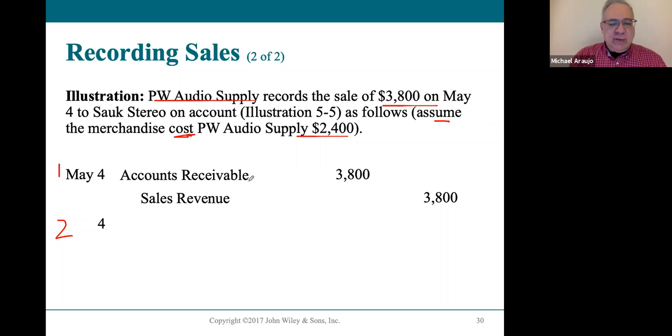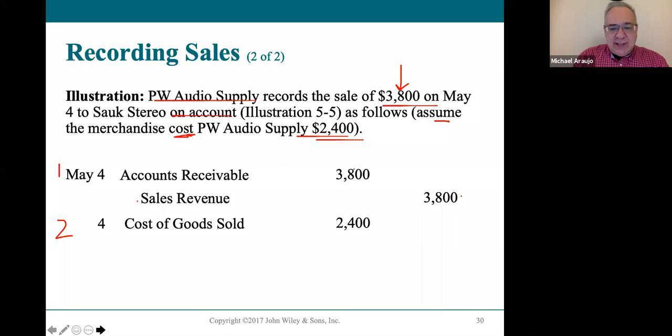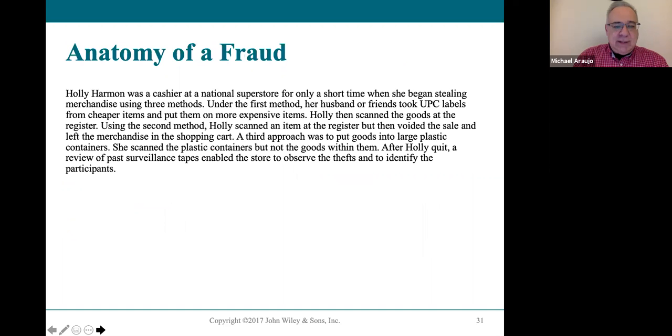So the first thing you're doing is recording the sale. You just sold $3,800 worth of merchandise to Sock Stereo on account, which means you gave them an invoice. That invoice is an accounts receivable to you: debit accounts receivable, create a sale, credit sales revenue. But now you have to record the cost. You just sold $2,400 of your inventory to somebody else. So now the second thing is I have to say $2,400 have been sold: debit cost of goods sold. $2,400 of inventory is gone. Crediting inventory takes it out of your inventory. So that is very important.